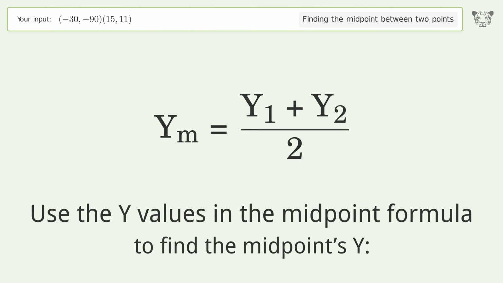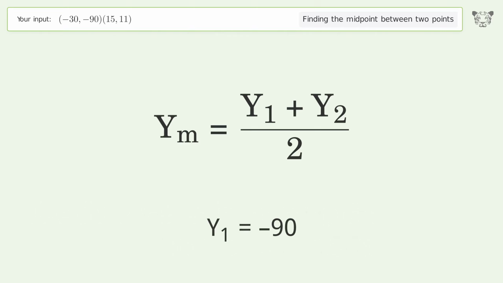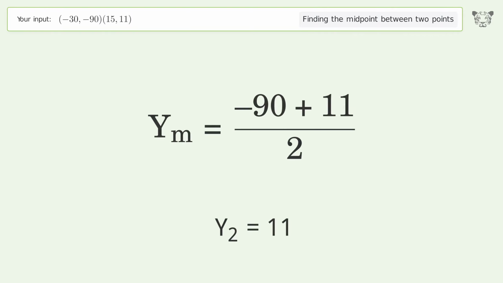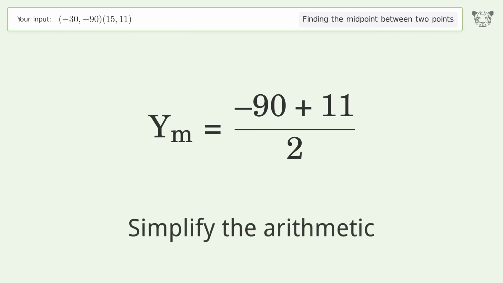Use the y values in the midpoint formula to find the midpoint's y. y1 equals -90. y2 equals 11. Simplify the arithmetic.